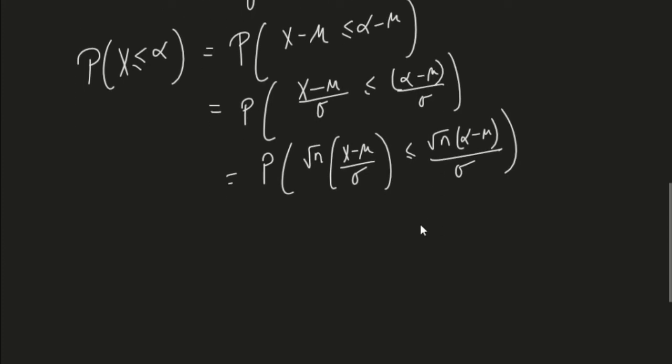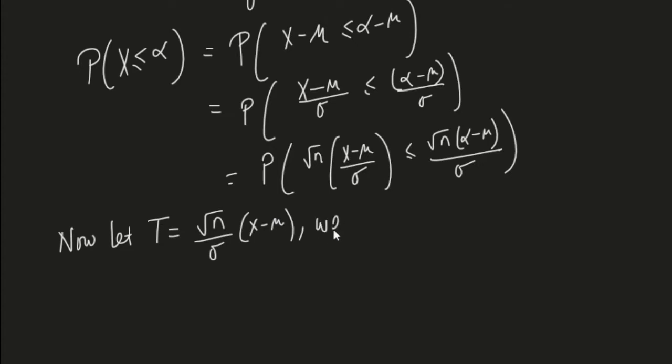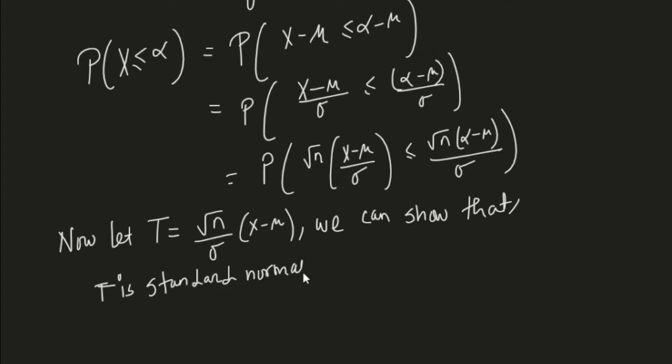Now this x minus mu by sigma multiplied by root n: let t equal root n by sigma into x minus mu. We can show that t is standard normal, that is, t comes from normal of 0 comma 1.